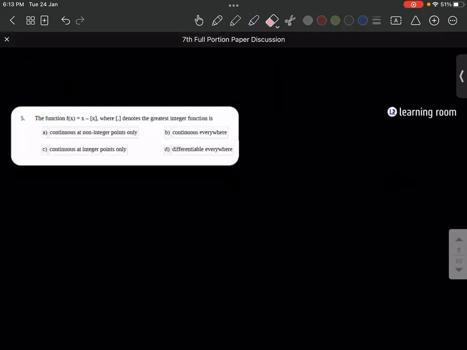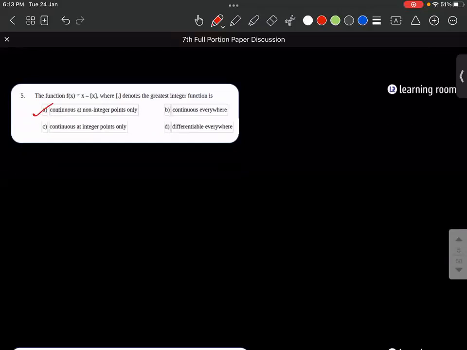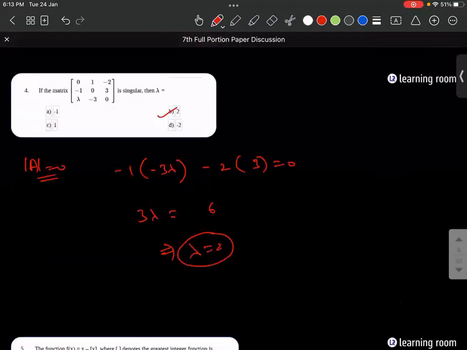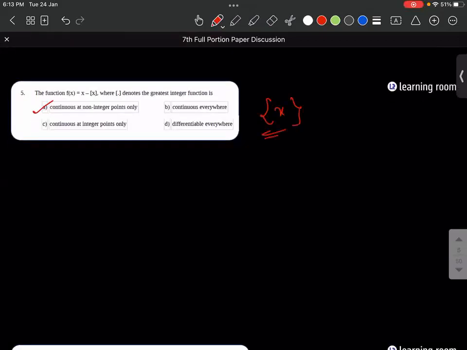Okay. The function f of x is equal to x minus greatest integer of x. This is basically the fractional part of x. It is continuous only at the non-integer points. So that's the answer. Sir, can you explain this question? It's called the fractional part of x.